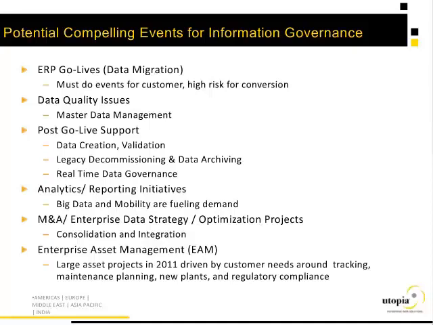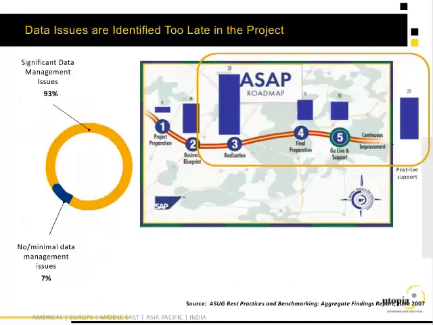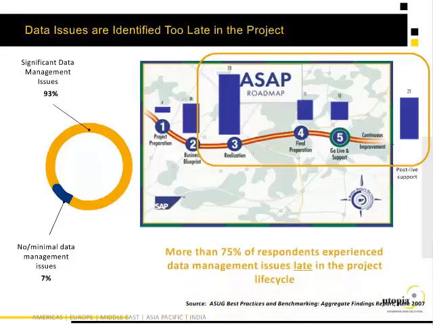Some of the events that can compel that are migrations, ERP migrations, go-lives, data quality issues with your master data, analytics, mergers and acquisitions, et cetera. One of the surveys by the ASUG group, which is an SAP user group, shows that 75% of all the respondents in the survey said that they had data issues discovered late in the project lifecycle.